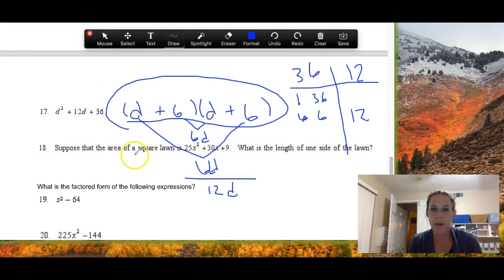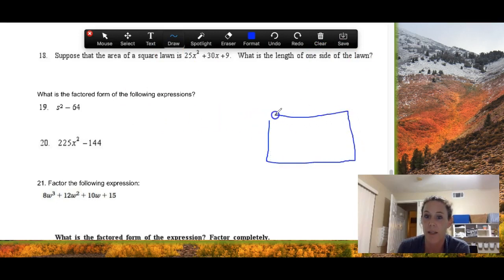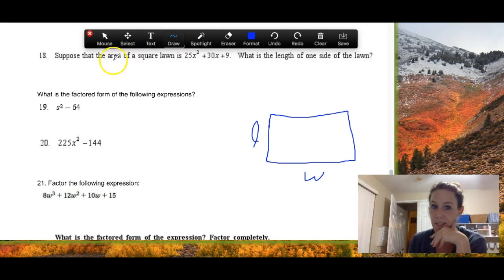All right, on to number 18. Okay, we're going to hit the factoring hard again. We got to find the area of a square lawn. What's the length of one side of the lawn? Now, if you know it's square, that should be your key to knowing the length and the width are the same, okay? Length and the width are the same. Now, this times this is going to be this because it's the area. Two things multiply together to give the area, length and width. Now we can find the dimensions.